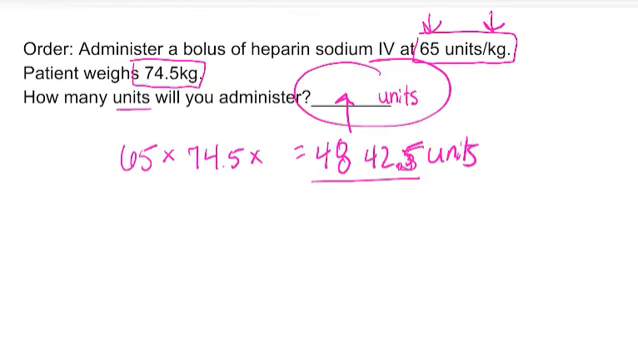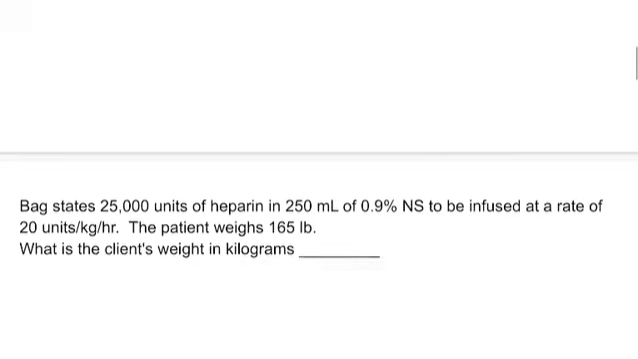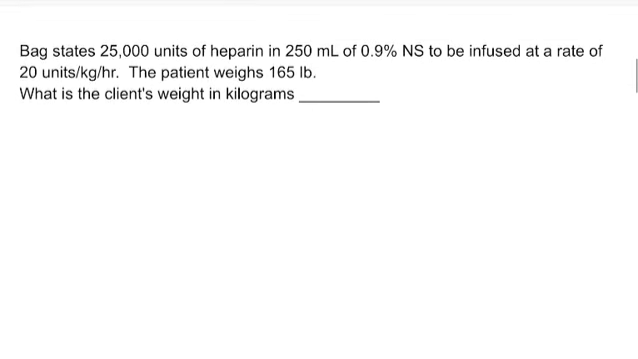Okay, let's go ahead to the next problem. Okay. Again, I'm going to read the end of the question first. What is the client's weight in kilograms?